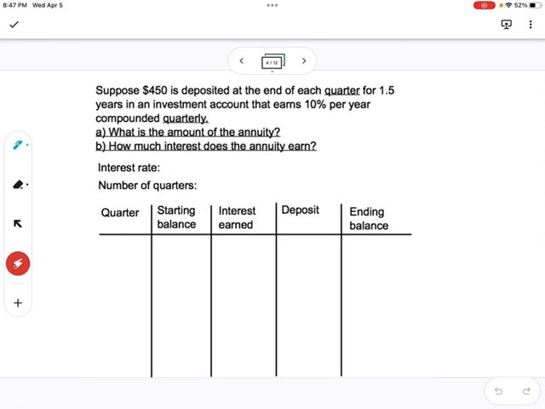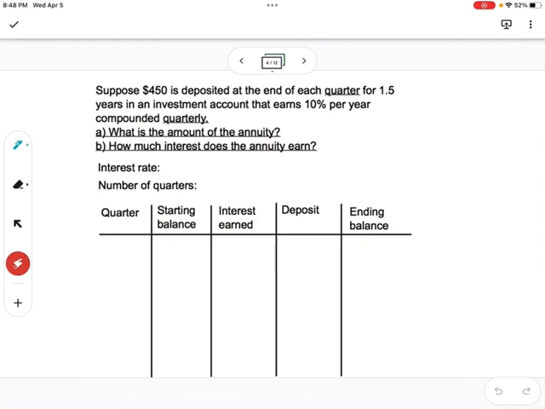Okay, so suppose $450 is deposited at the end of each quarter for 1.5 years in an investment account that earns 10% per year compounded quarterly. What is the amount of the annuity and how much interest does the annuity earn?